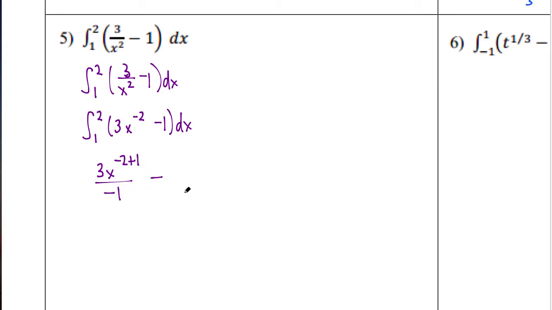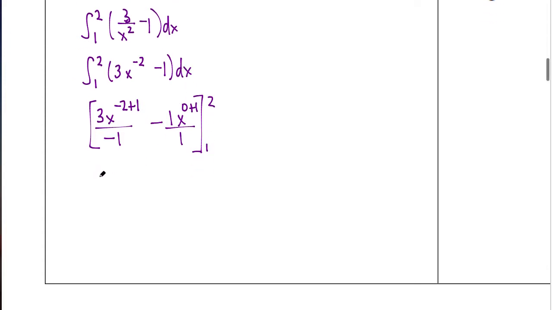Minus, so this is just 1. Now that's going to be x to the 0 plus 1. So I'll divide by the new power, which is 1. And then I'm going to evaluate from 1 to 2. So let me clean this up. So we have 3, and now it's negative because I'm dividing by negative 1, times x to the negative 1 minus just x. And then we're evaluating from 1 to 2.